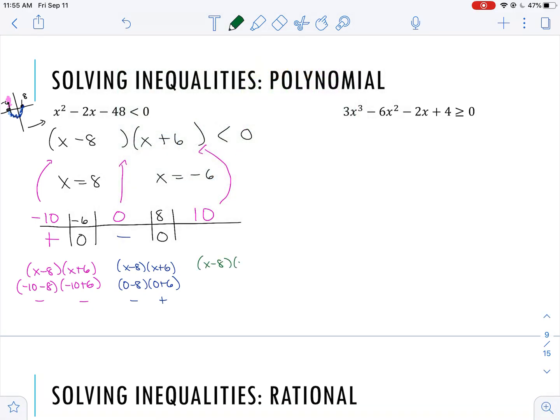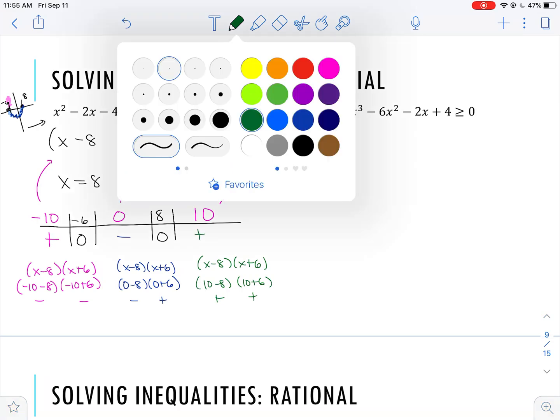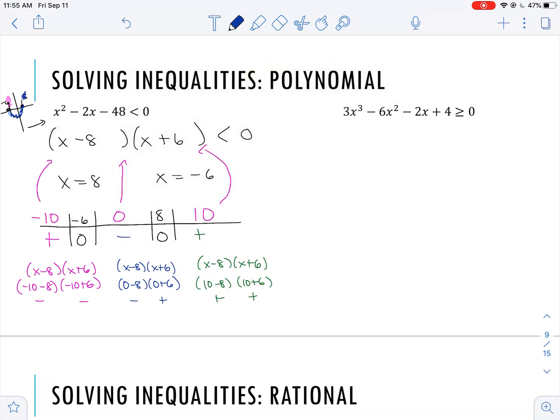So again, plug it into the factored form, (x - 8)(x + 6). If I plug in 10, (10 - 8) times (10 + 6), I would get a positive answer and a positive answer. So that would generate positive values for my parabola. And then if I look, you're right. Every answer to the right of 8 would be positive answers on the parabola. All the y values would be positive.